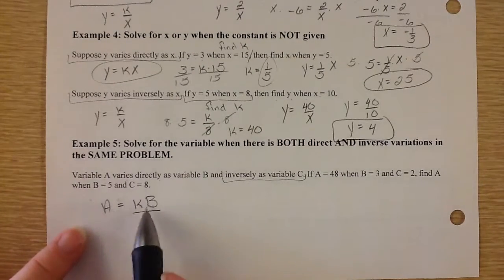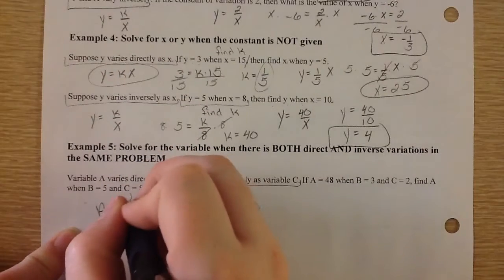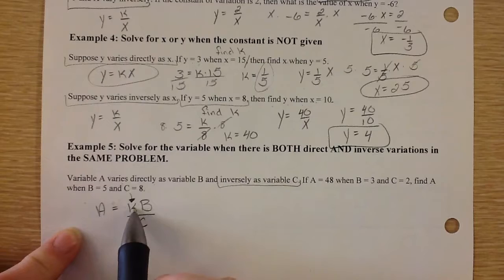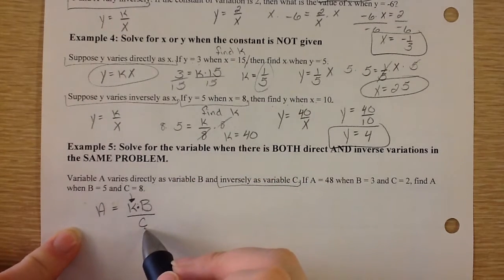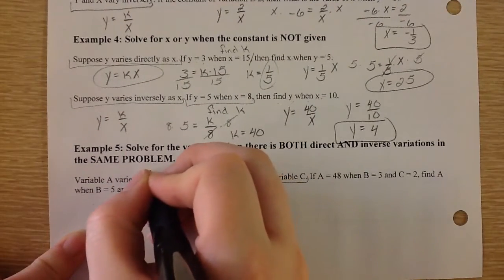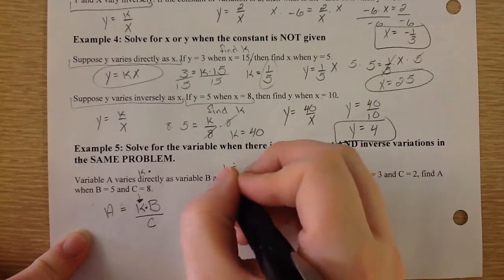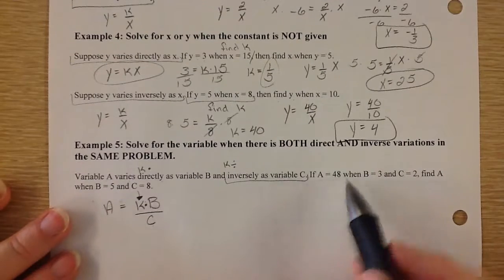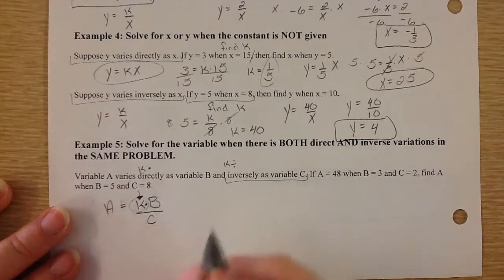So here we're directly as B, but inversely as C. Okay. So again, we still have just one constant. We still have one constant of variation, but that constant of variation is times B for direct and divided by C for inverse. So here directly, I know I'm going to multiply by K, and inversely, I know I'm going to have K divided by that. Okay. So I have this relationship. I don't know K. K is still a mystery.